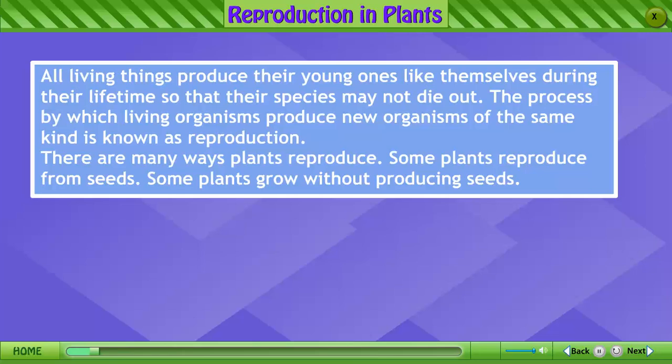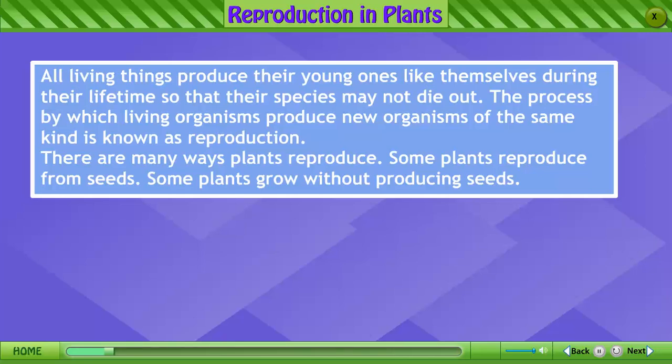All living things produce their young ones like themselves during their lifetime so that their species may not die out. The process by which living organisms produce new organisms of the same kind is known as reproduction. There are many ways plants reproduce.